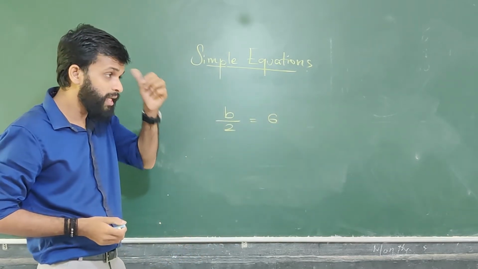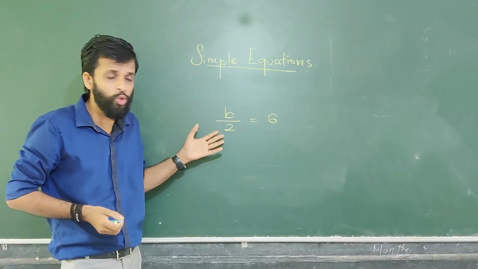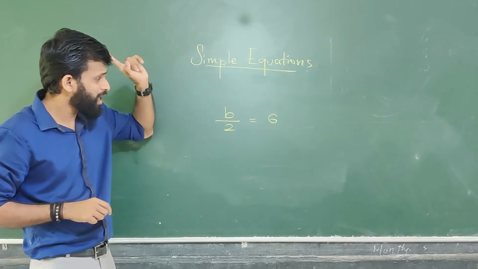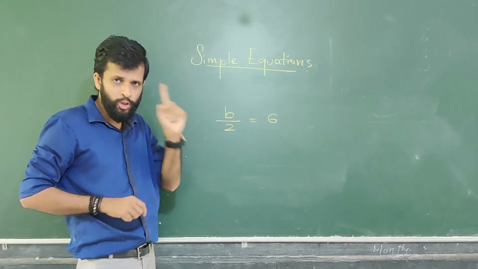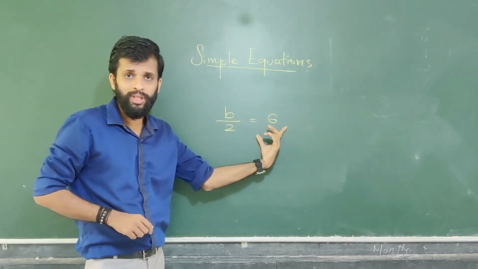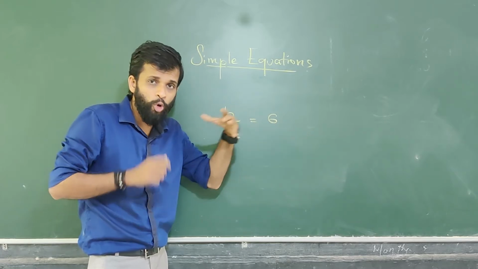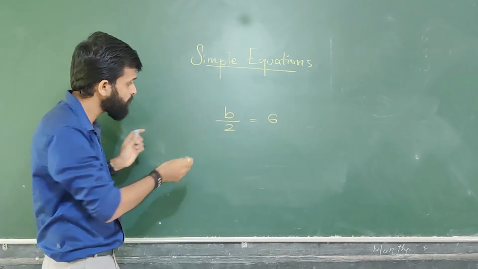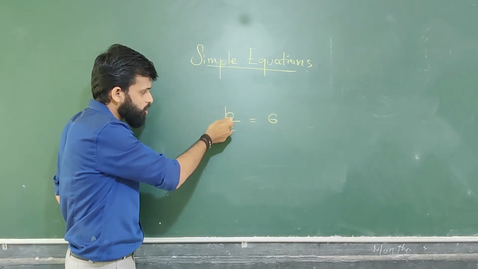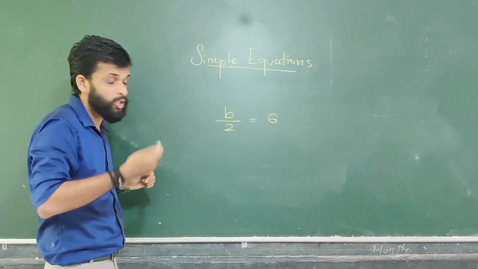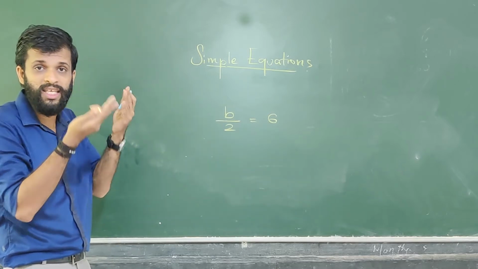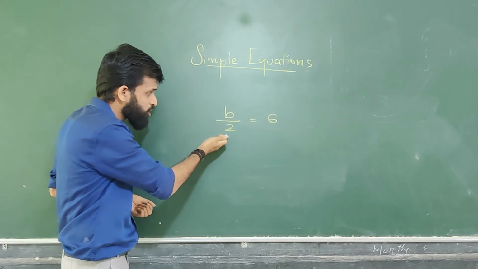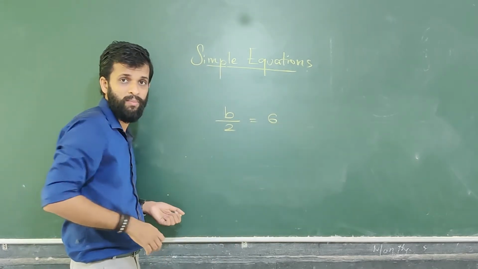The next example is b upon 2 is equal to 6. Again, I need to separate. I can see there is one letter and 2 numbers, or 2 constants, right? So all I will do is take those numbers and put them on one side. Here, this 2 is divided. So the moment I send it to the other side of equal to, it should get multiplied. So division on the other side becomes multiplication.